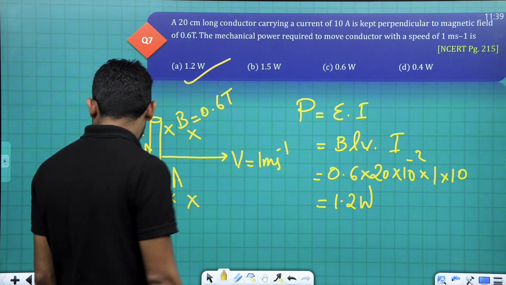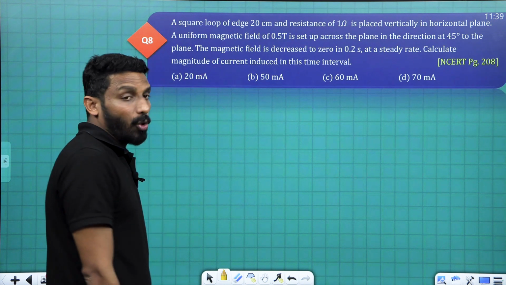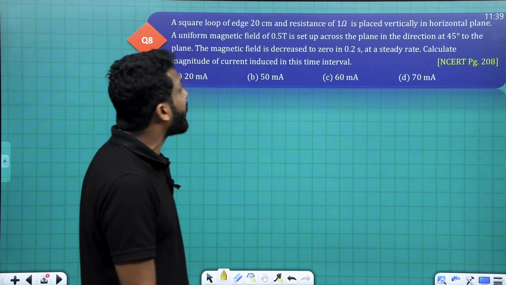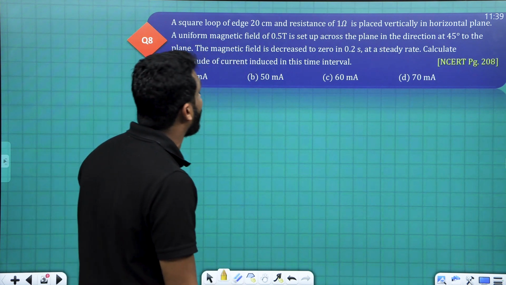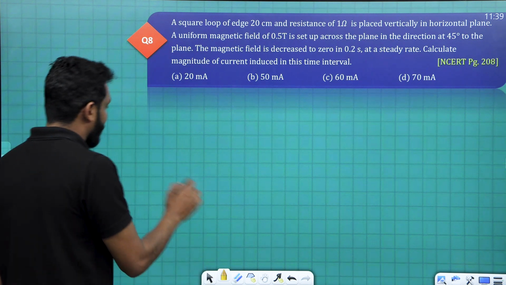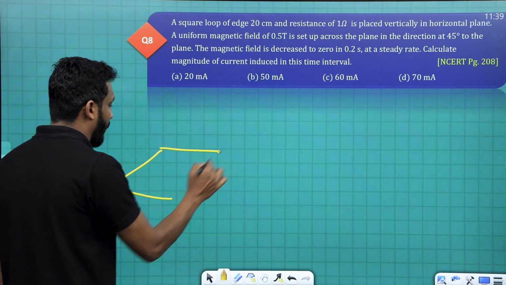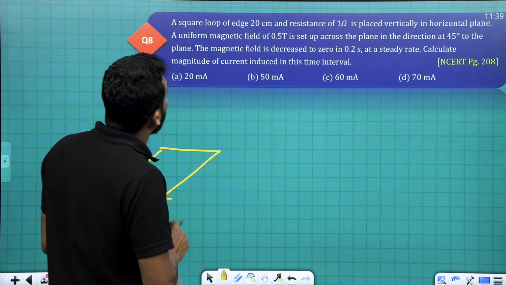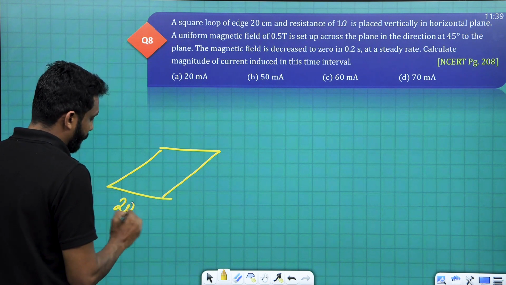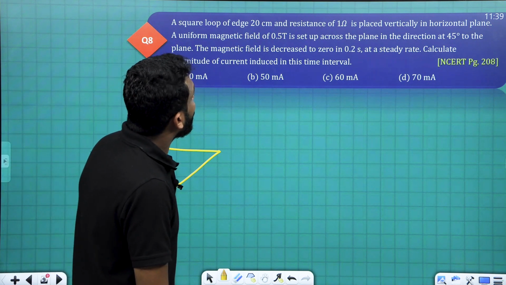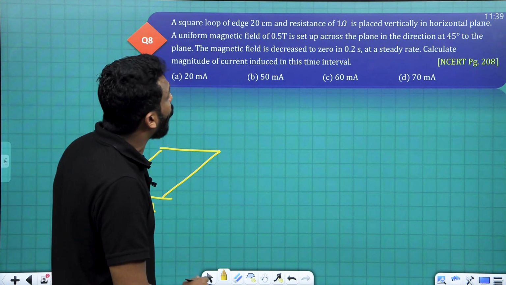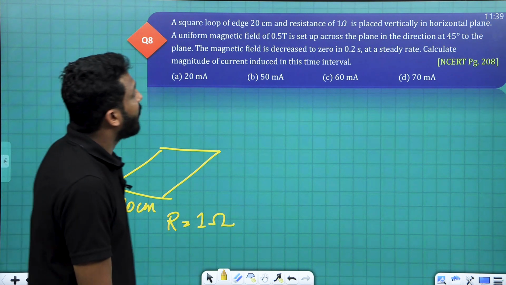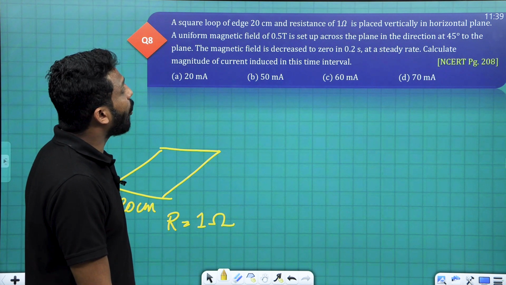Clear? The next one: a square loop of edge 20 centimeter and resistance of 1 ohm is placed vertically in a horizontal plane. Considering this as the horizontal plane, suppose, it is a square loop whose edge is 20 centimeter. Resistance of the square loop is 1 ohm.